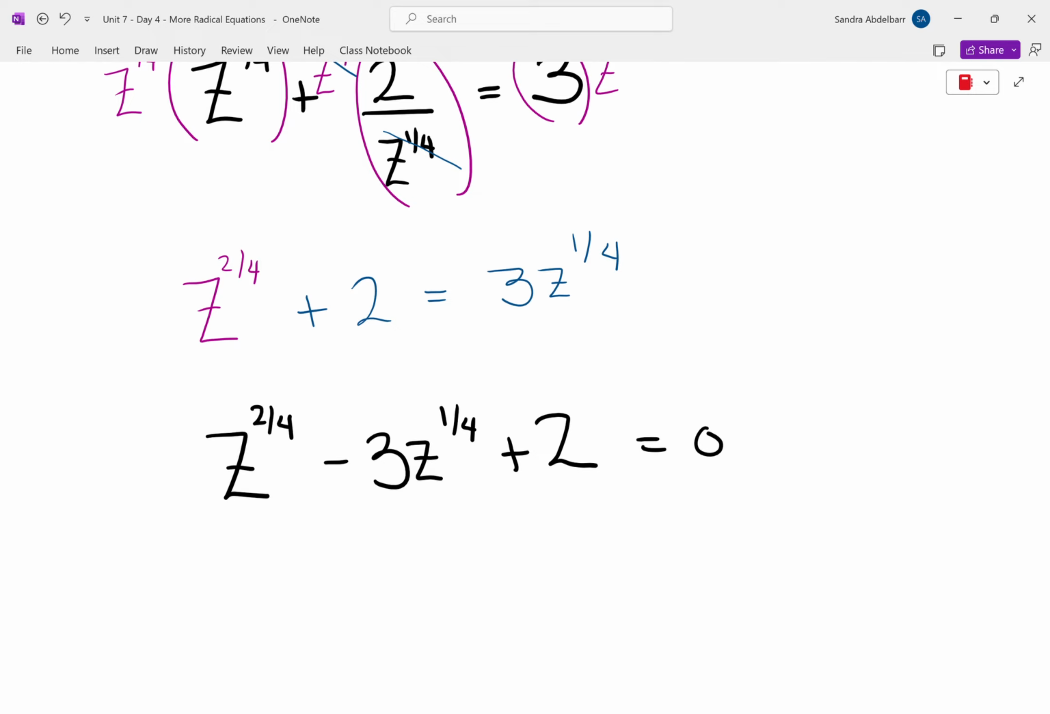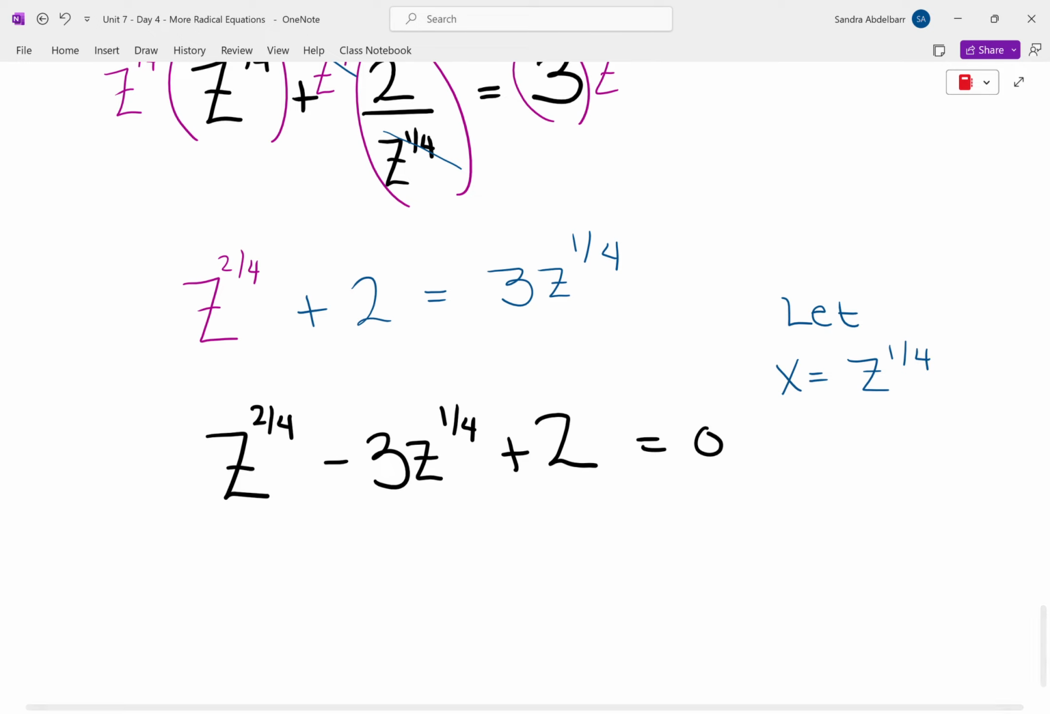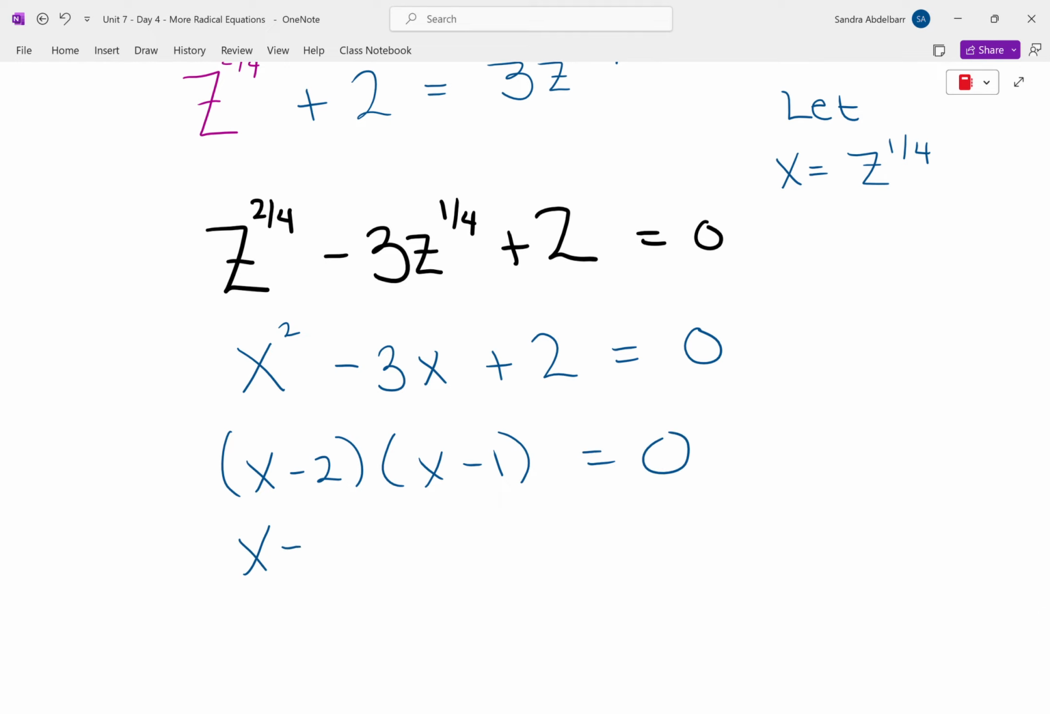If you want to use substitution, you absolutely can use substitution. So we're going to say let x equals z to the 1/4. So what we're going to have is x squared minus 3x plus 2 equals 0. Can we factor this? Absolutely. X minus 2, x minus 1. So we get x is equal to 2 and x is equal to 1. Yes?